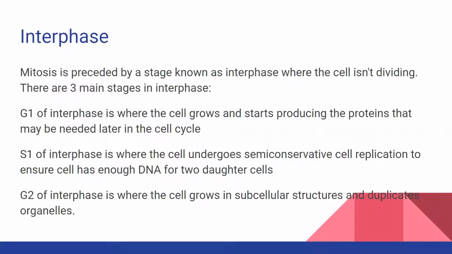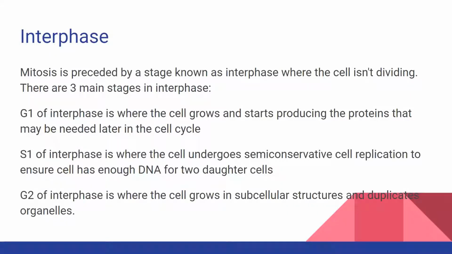Mitosis is preceded by a stage known as interphase, where the cell isn't dividing. There are three main substages within interphase. G1 of interphase is basically where the cell will grow and start producing the proteins that may be needed later in the cell cycle. S1 of interphase is where the cell undergoes semi-conservative DNA replication, and this is done in order to ensure that there is enough DNA for the two daughter cells that are to be produced later on. G2 of interphase is essentially where the cell will grow in subcellular structure and duplicate the organelles that it contains.